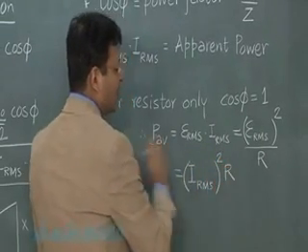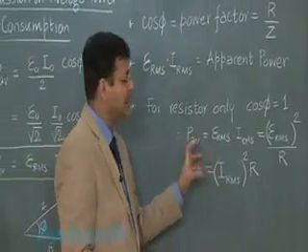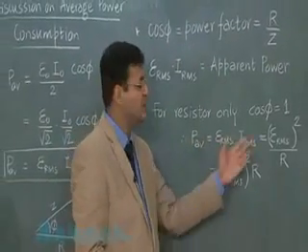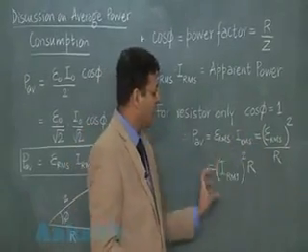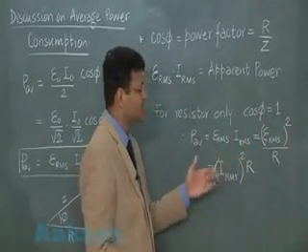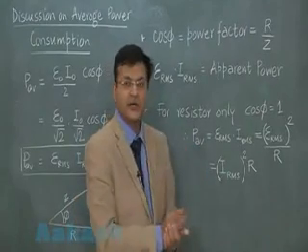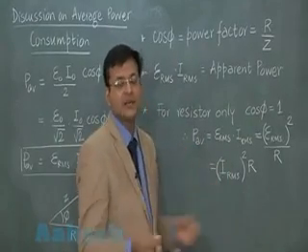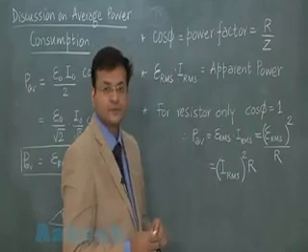Now you can see that for pure resistors, the average power consumption has the same kind of expression as you have for direct current circuits. There you had V squared by R or I squared R. These are the expressions you had for direct current, and the same expression will come here for alternating currents if we have a pure resistor connected in the circuit.